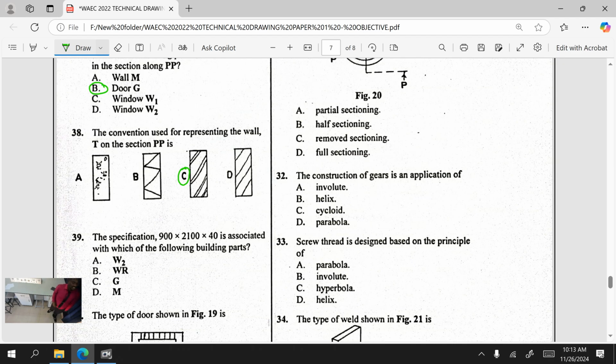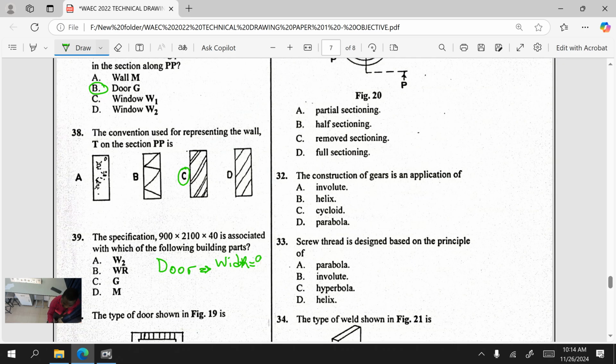For 39, the specification 900 by 2100 by 40 is associated with which of the following building plans? First, ask yourself, what is the standard specification? What building member is having the standard specification? Please, it is the standard specification for a door. Do you get it now? The width of a door.